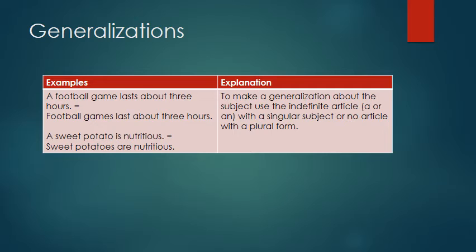So if we look at the two examples here, we have this first one, a football game lasts about 3 hours. Okay, we have a, and then football game is the noun. This one's singular. And here we have football games last about 3 hours. Both of these ones mean the same thing. That's why we have the equals here. Okay, they're generalizations. They're not talking about a specific football game. They're talking about in general. The same thing here. A sweet potato is nutritious. Sweet potatoes are nutritious. The meaning of them is the same.